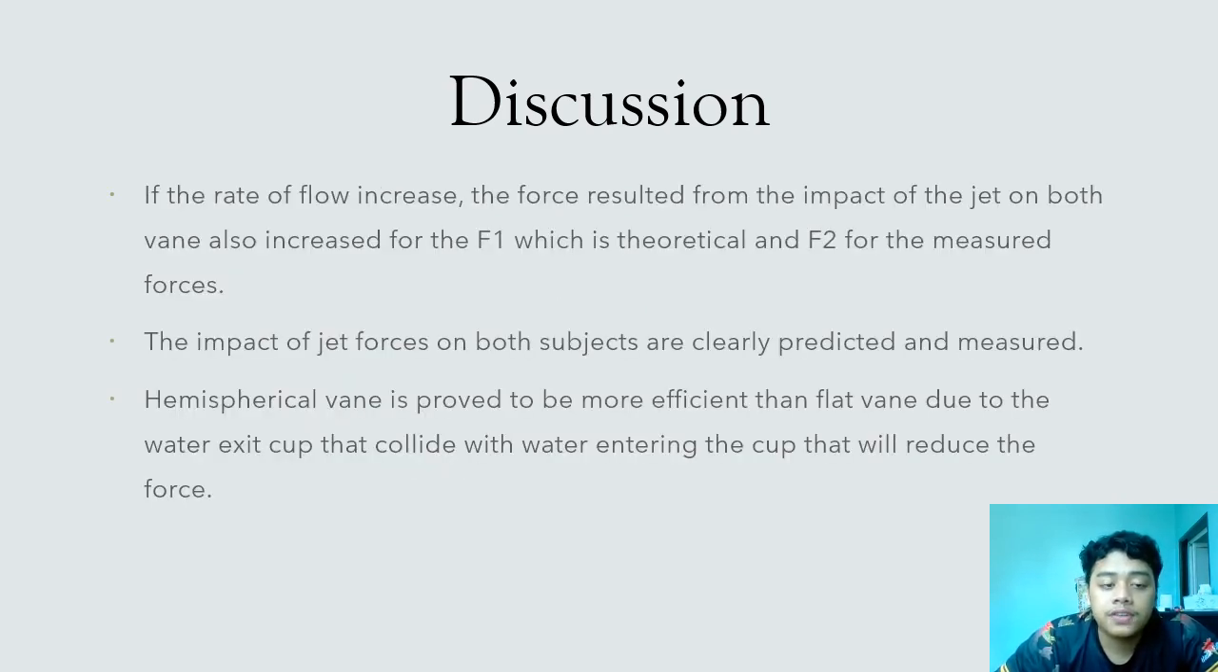If the rate of flow increases, the force resulting from the impact of the jet on both vanes also increases, for F1, which is the theoretical, and F2 for the measured forces. The impact of jet forces on both vanes are clearly predicted and measured. The hemispherical vane is proved to be more efficient than the flat vane due to the water exiting the cup that collides with water entering the cup, which will reduce the flow.